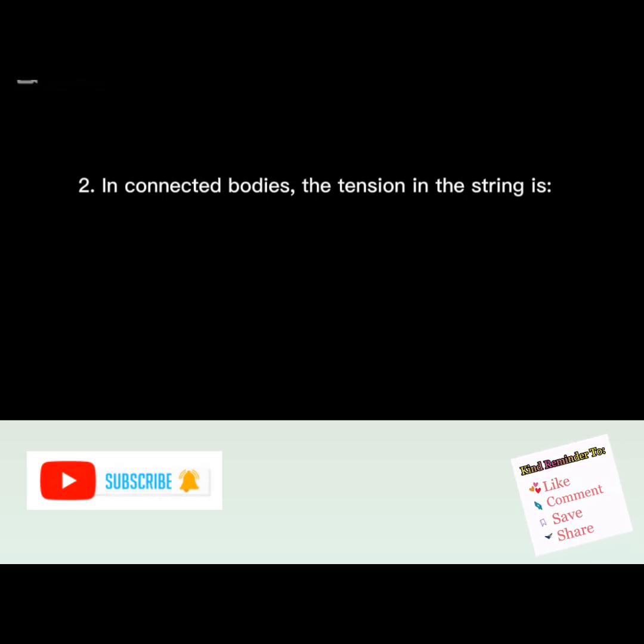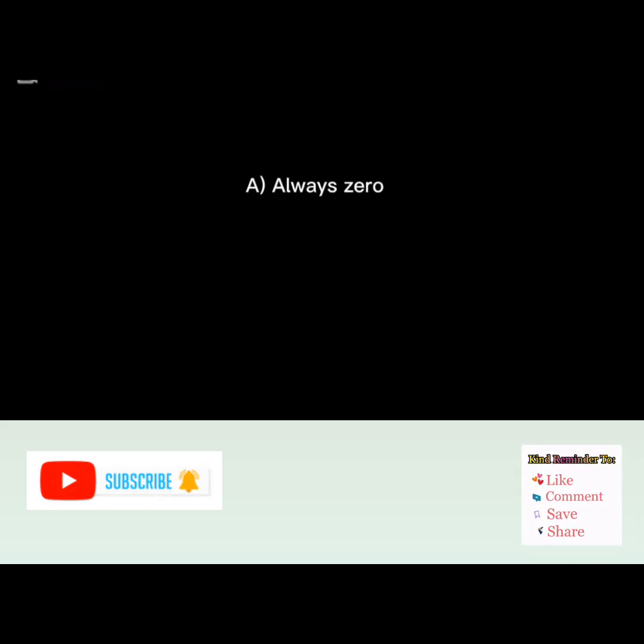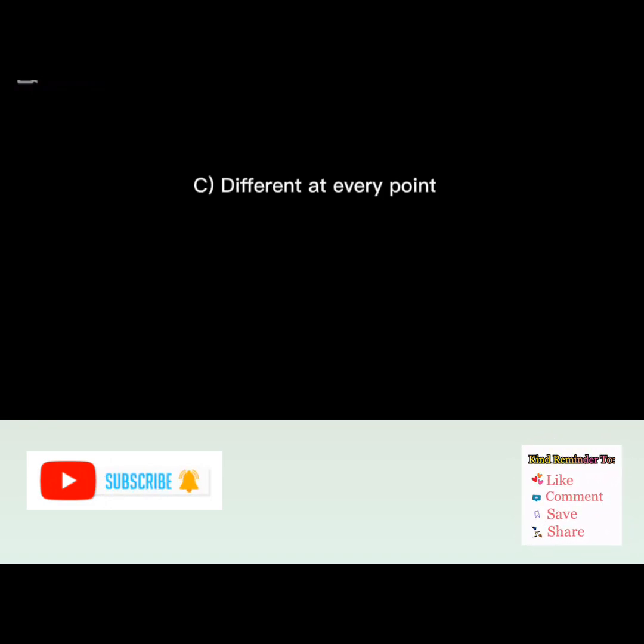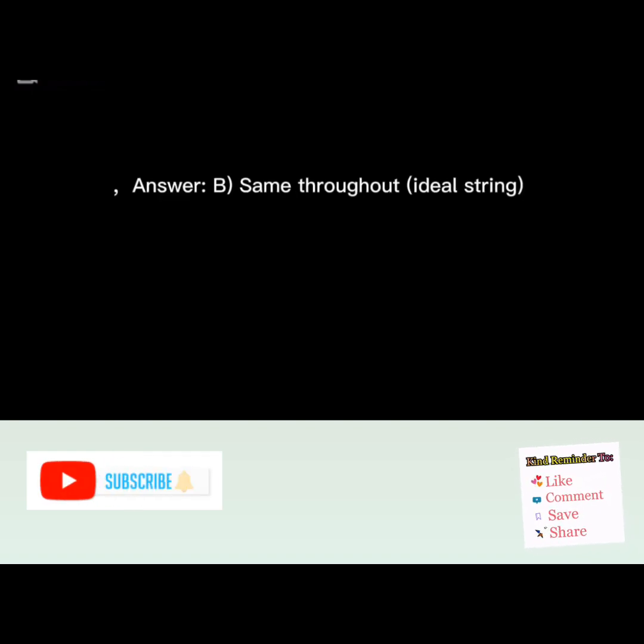2. In connected bodies, the tension in the string is: A. Always zero. B. Same throughout, ideal string. C. Different at every point. D. Infinite. Answer: B. Same throughout, ideal string.